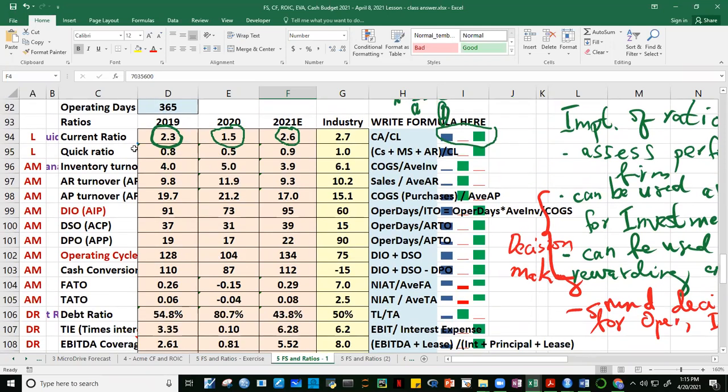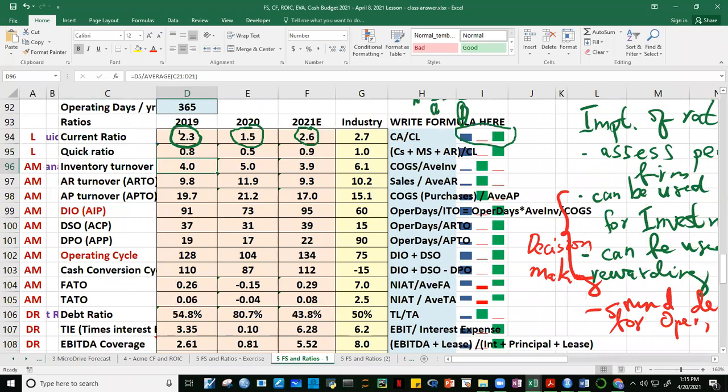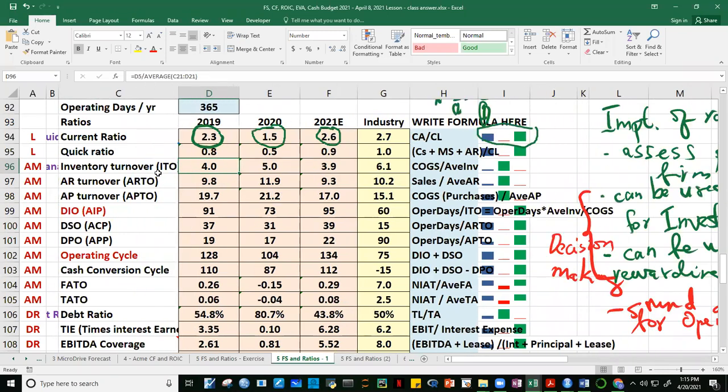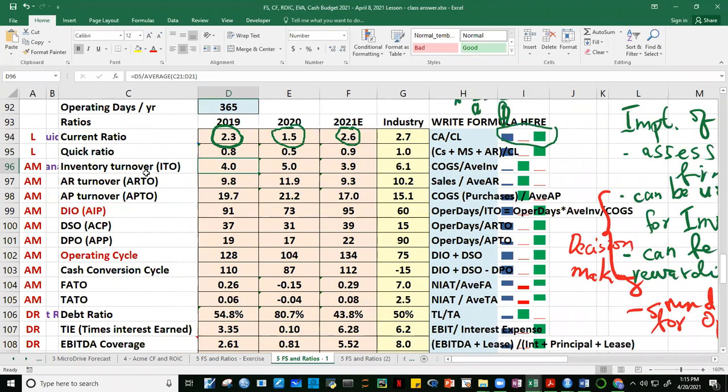Okay, so let's go here. We were supposed to already discuss yung mga turnovers, no? So we have three turnovers here: inventory turnover, accounts receivable turnover, and then accounts payable turnover. So let's start with the inventory turnover.